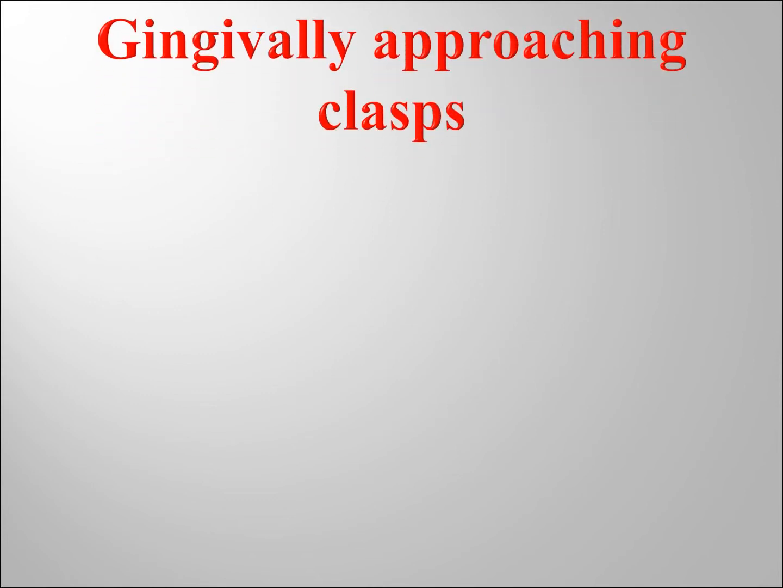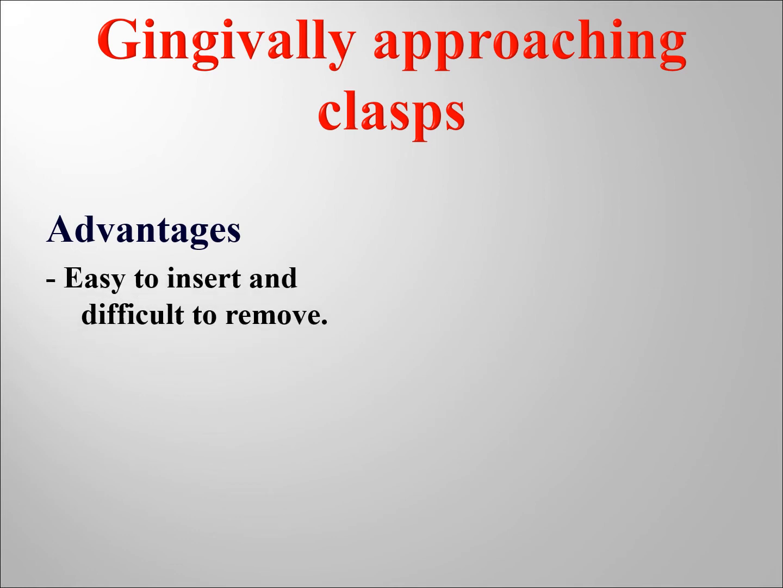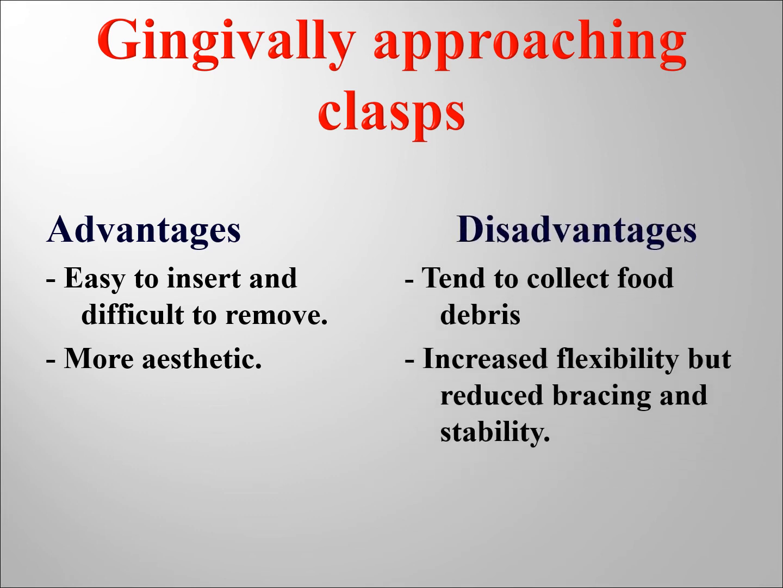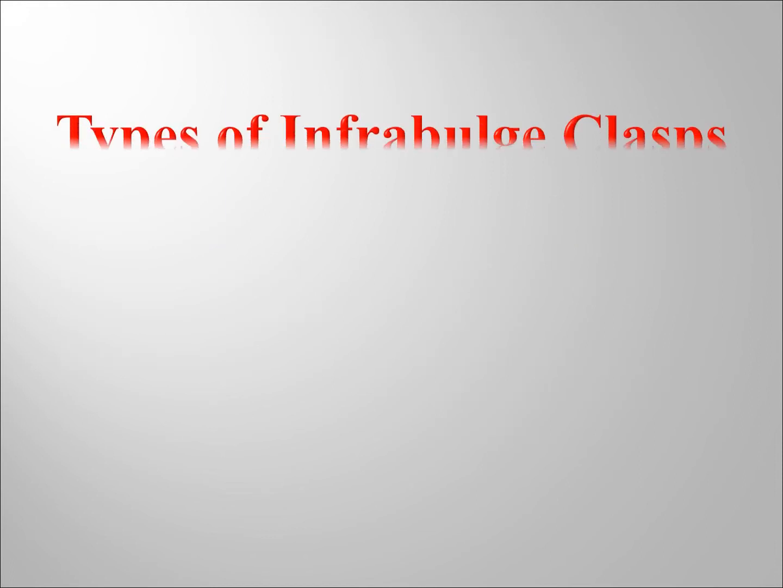Now, gingivally approaching clasps, the advantages: they are easy to insert and difficult to remove, so they are supposed to provide better retention. They are more aesthetically pleasing than occlusally approaching clasps, but they tend to collect food debris and they have increased flexibility but reduced bracing and stability because they have less encirclement than the occlusally approaching clasps.